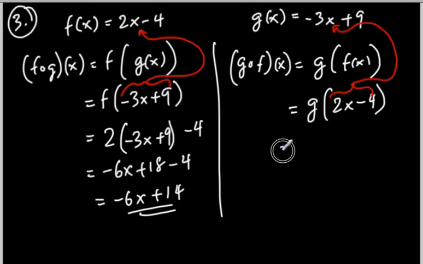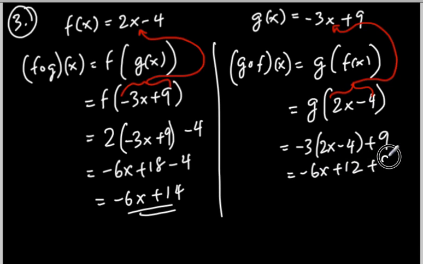And that equals negative 3, 2x minus 4 plus 9. So that becomes negative 6x plus 12 plus 9. And that is simply negative 6x. Let me just double check this.